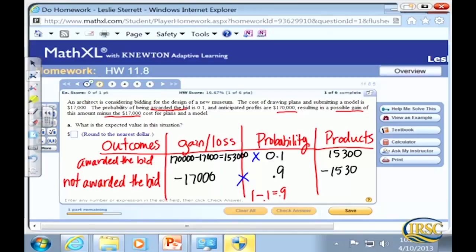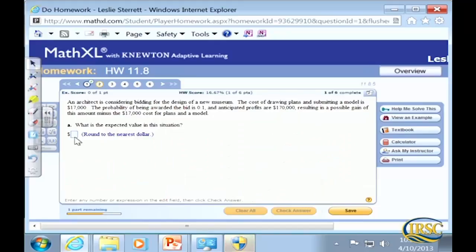Did everybody get that? Okay, I'm going to check it because we've got disagreements here. So 17,000 times 0.9 is 15,300. So negative 15,300. Make sure you had the right amount of zeros and make sure it's 0.9 when you're typing it in. All right, so now when we add these two numbers together, what do we get? The value is 0. That's our expected value right there, $0. So we're going to type in a 0.